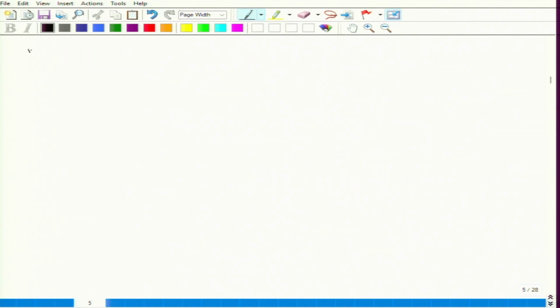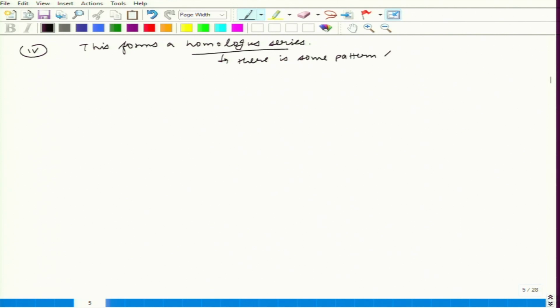Okay, the fourth thing: this forms a homologous series. What does it mean by a homologous series? It means there is some pattern followed in the members. What pattern does it follow?